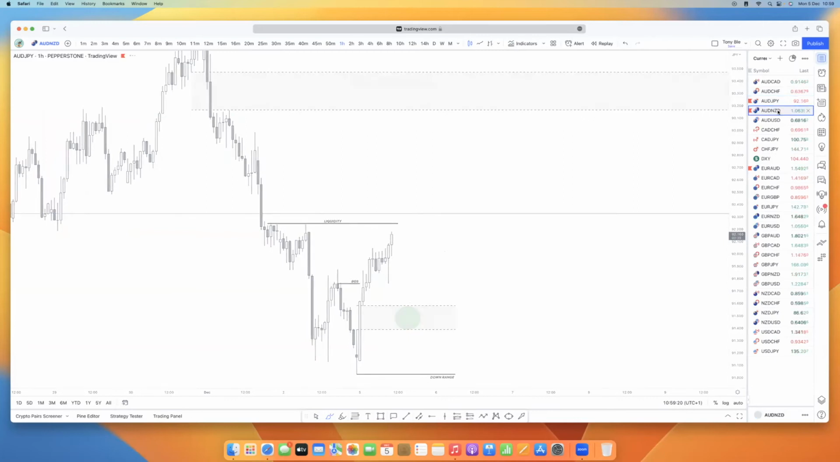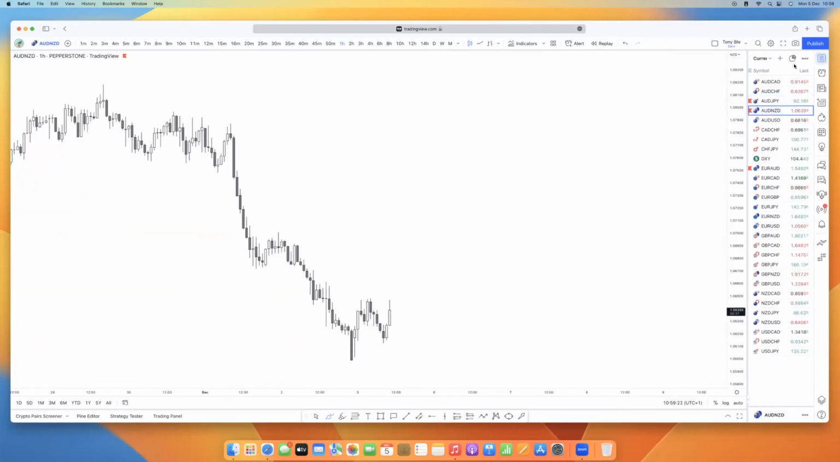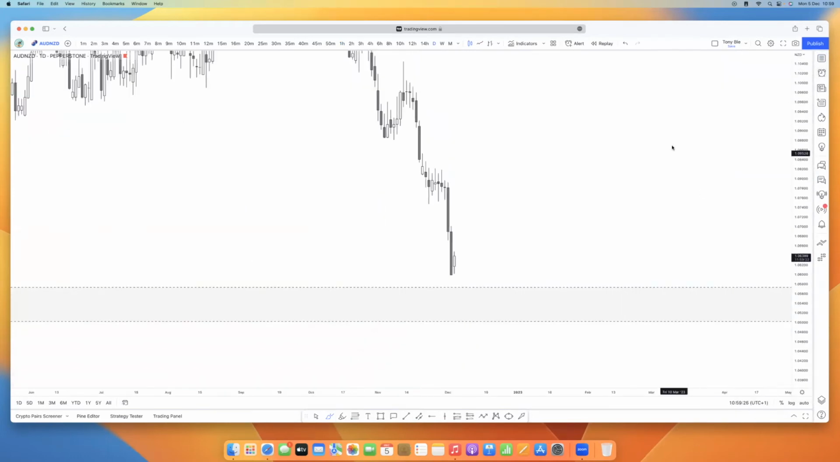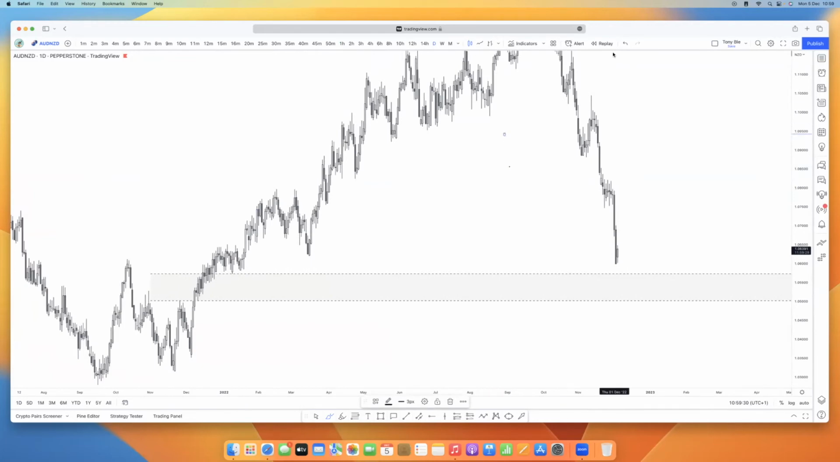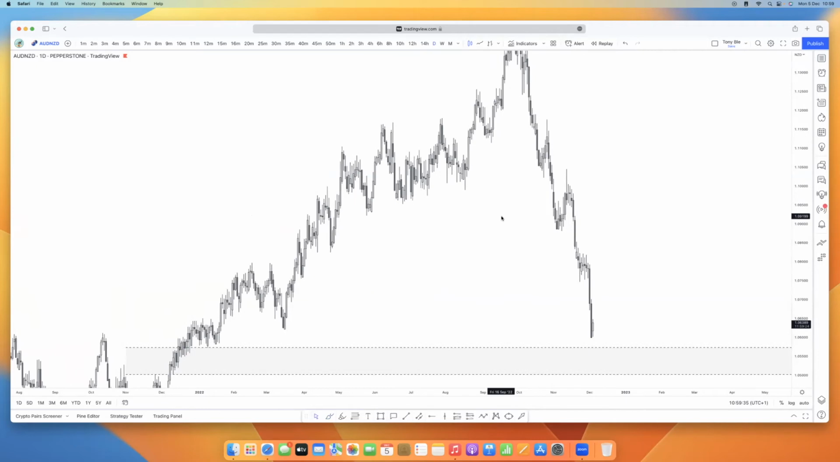Then AUDNZD. AUDNZD on the daily time frame. You know, this has been selling really, really hard. Let me show you guys something quickly on AUDNZD.